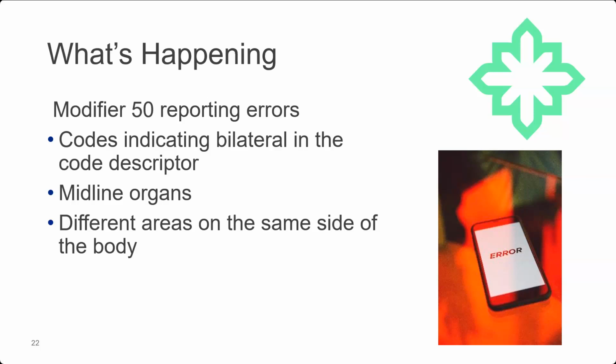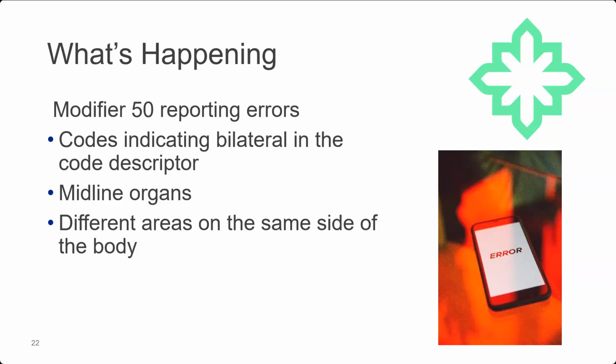Midline organs do not require modifier 50, and neither do different areas of the same side of the body. Now, someone said, well, how does that work? We're not sure why it's being reported with a modifier 50, but an example of one that we did see was elbow and wrist. They were doing a surgery and it specifically listed elbow and wrist, and then they reported them with a modifier 50, except they weren't working on both sides. It's not documented as a right and left. It was documented all on the left side of the body. So when the documentation came in, we were like, wait, what?